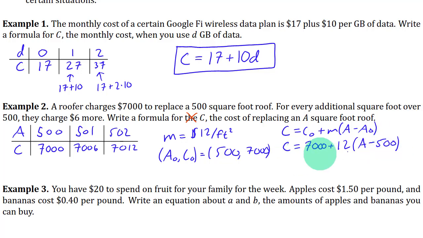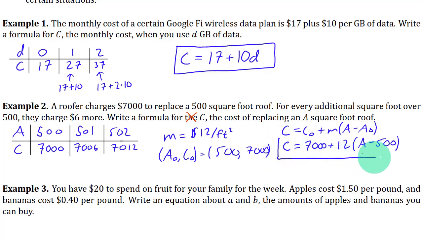So if you want to check that this works, a good thing to do is make sure it works for the information that they tell you. So if you plug in A equals 500, this is a good thing to do yourself. Plug in A equals 500 into this and make sure the result is 7,000. Try plugging in A equals 501 and make sure the result is 7,006. So I definitely recommend pausing it to make sure that this formula works with the table.